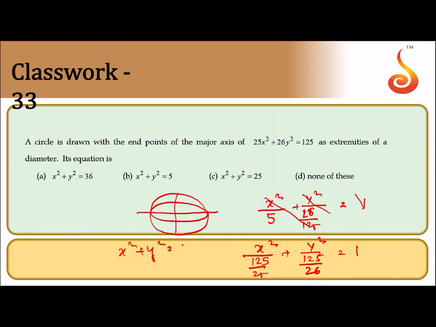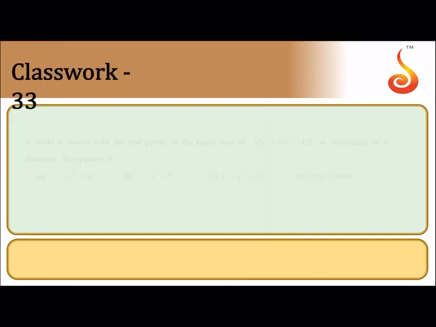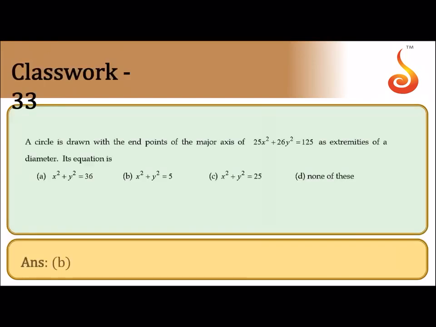So the circle equation is x square plus y square. Obviously this is the bigger one. So x square plus y square is equal to a square, which is 25. Option C. This is called the auxiliary circle, the circle drawn taking the diameter as the major axis.